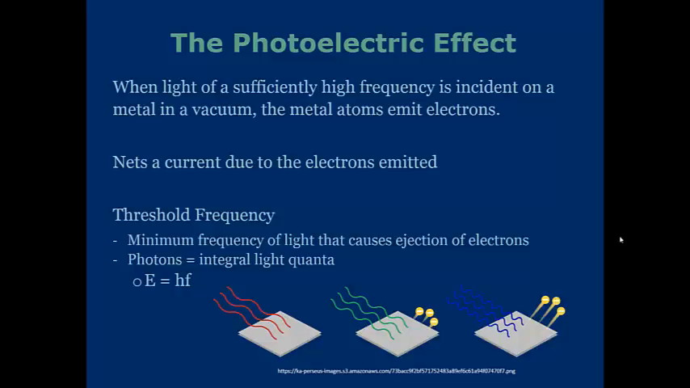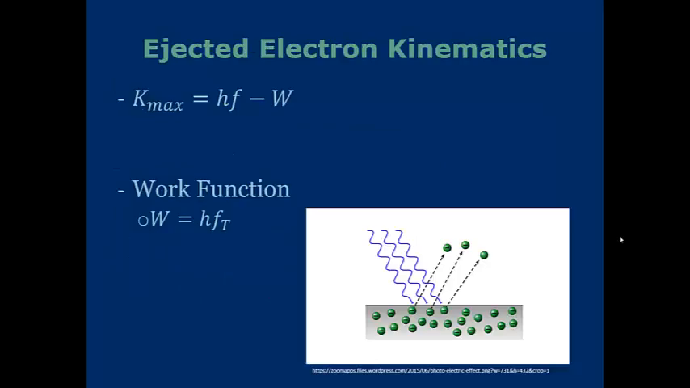This revolves around the premise of photons, or integral numbers of light quanta. The energy of each photon is noted by this equation. Now that we've talked about what the photoelectric effect is, let's go into some kinematics regarding the electrons. When the electrons are ejected, their Kmax, or their maximum kinetic energy, is noted as hf minus W, or Planck's constant times frequency minus work. Work is noted as W equals hf_t.